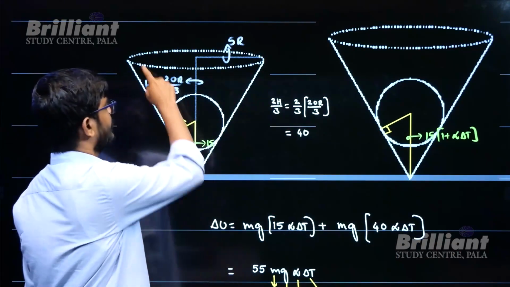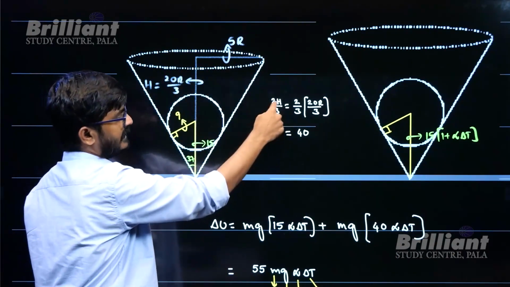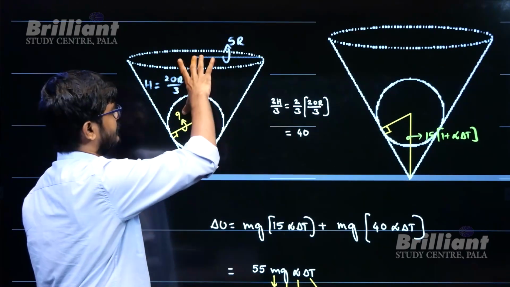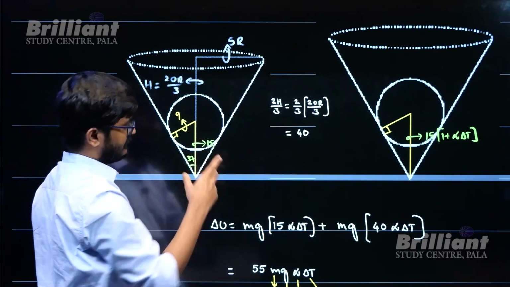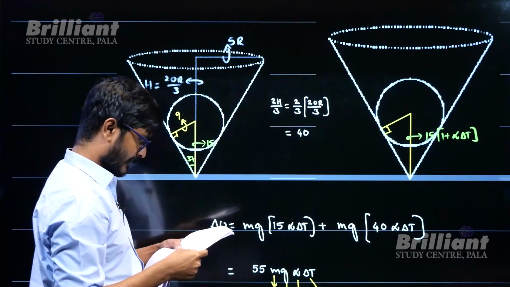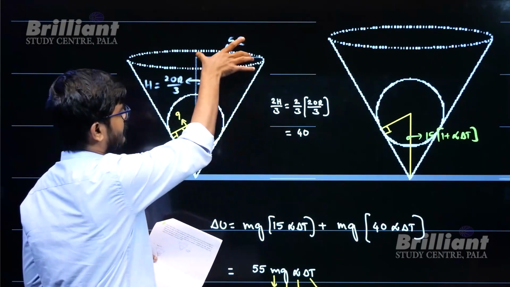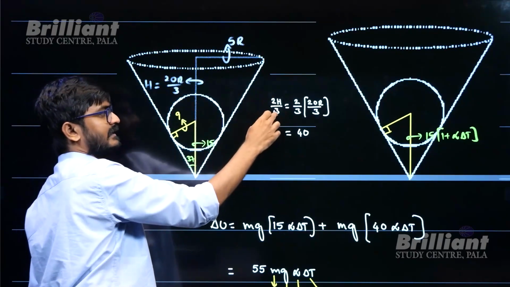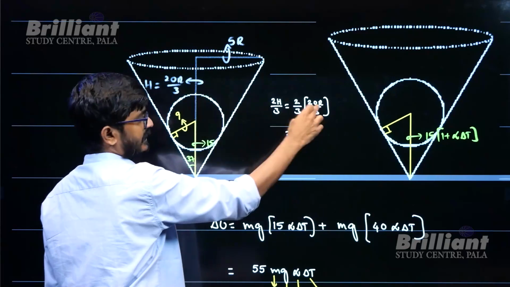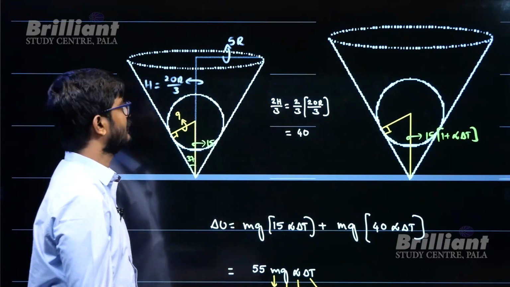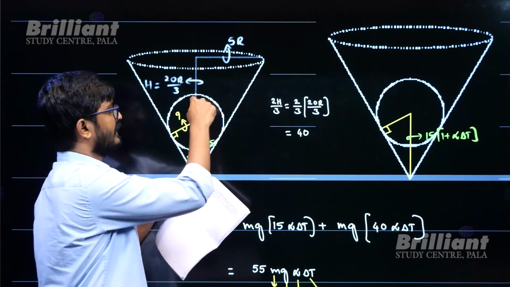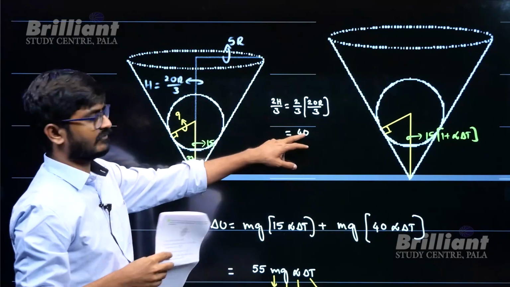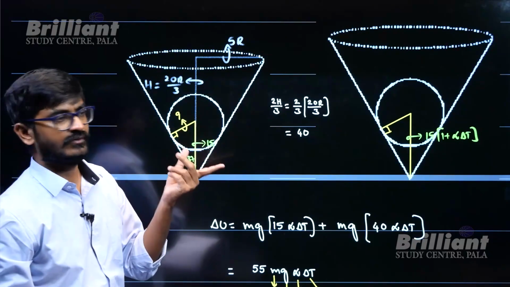Similarly, for the cone, the center of mass will be at a height of 2h by 3 from the apex. Now this h is 20r by 3; this is 5r, no? You can use tan 37 and get this height as 20r by 3. So 2h by 3 is 2 by 3 times h, and when you substitute, you will get 40. So the center of mass of the cone will be at 40. Now that 40 will become 40 into 1 plus alpha delta t.